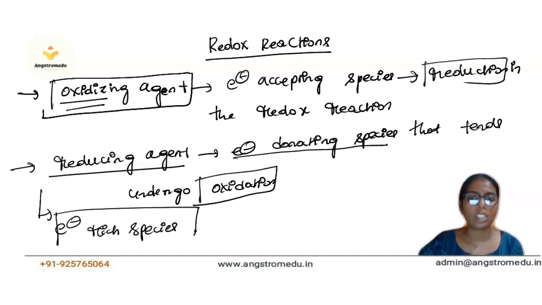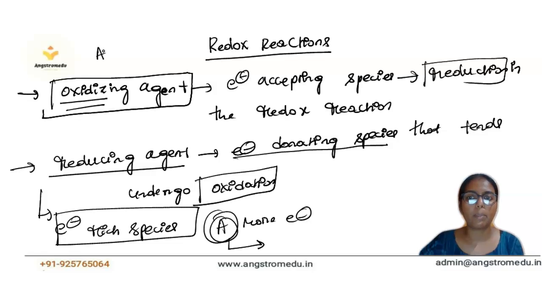Electron rich species means the species which contains more electrons, then only it can donate the electron. For the oxidizing agent, for example B plus, it is deficient in electrons, then only it can accept the electron. So these are the concepts of oxidizing and reducing agent.